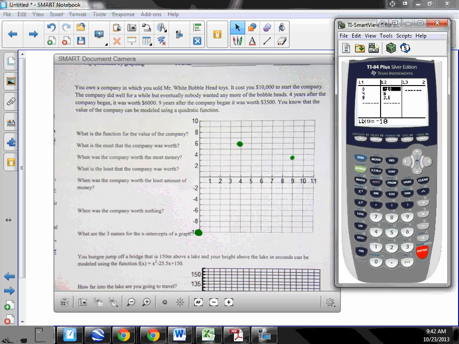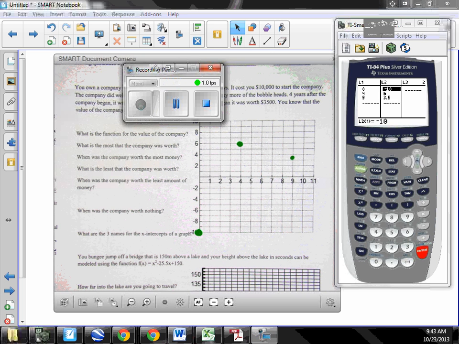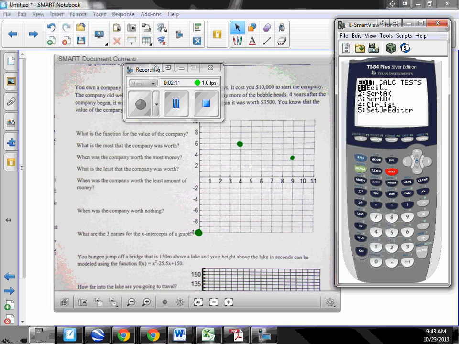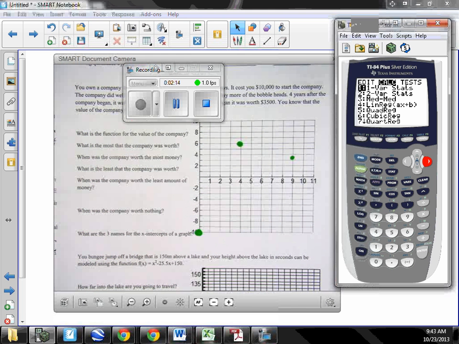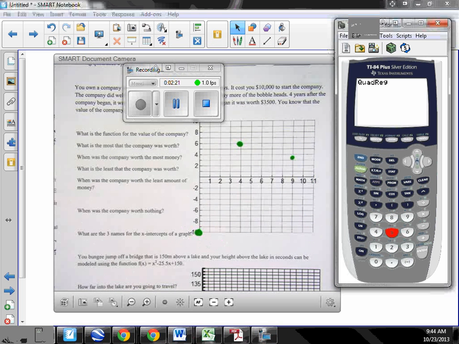Anybody need help putting those in? Once you have those entered, go back into stat and over to calc. And we want to do quadratic regression, which is number 5. And we also want to store this equation in y1.